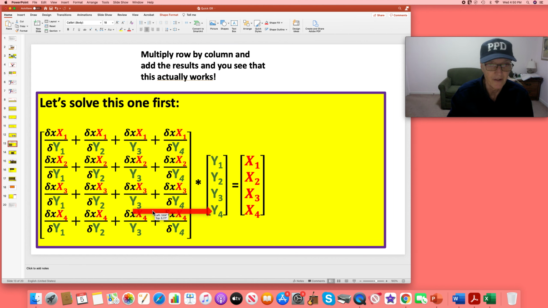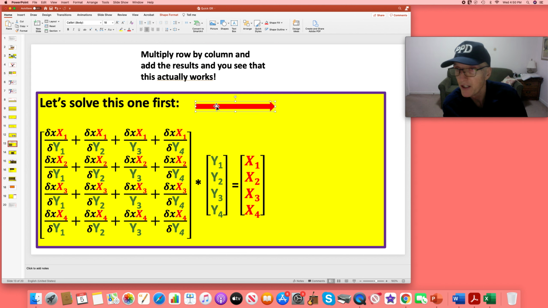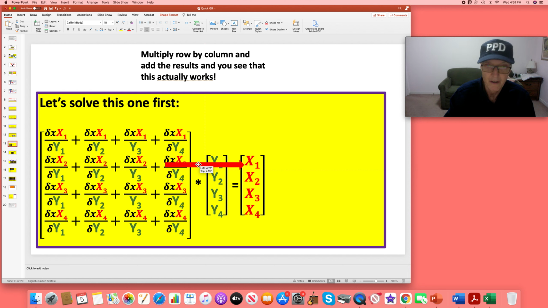Remember, it's multiply and add. So you get dx1 by dy1, the rate of change of x1 with the change in y1, and you multiply it with the change in y1. Well, of course, you get the change in x1 due to y1, right? But it's row times column, so you multiply the whole row times the whole column, and you get all the little bits of changes. You multiply the row times the column and you add them, and that goes into x1.